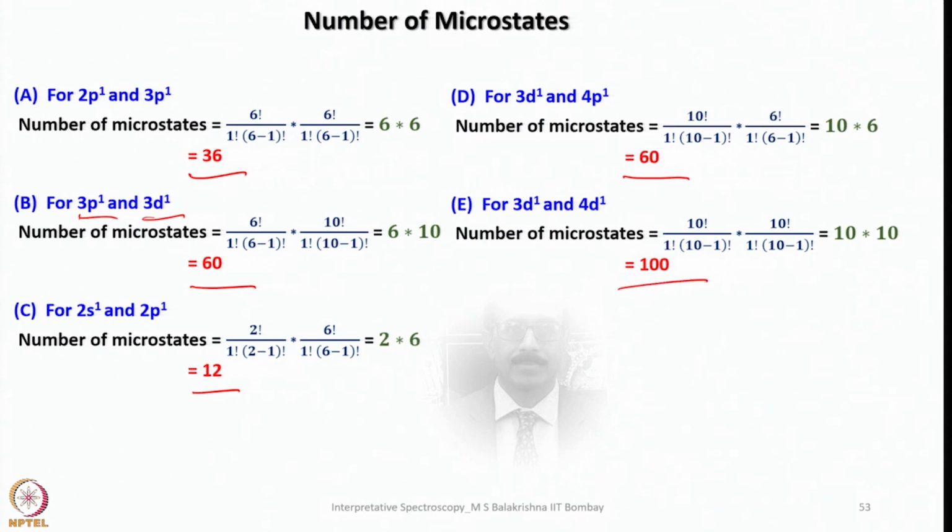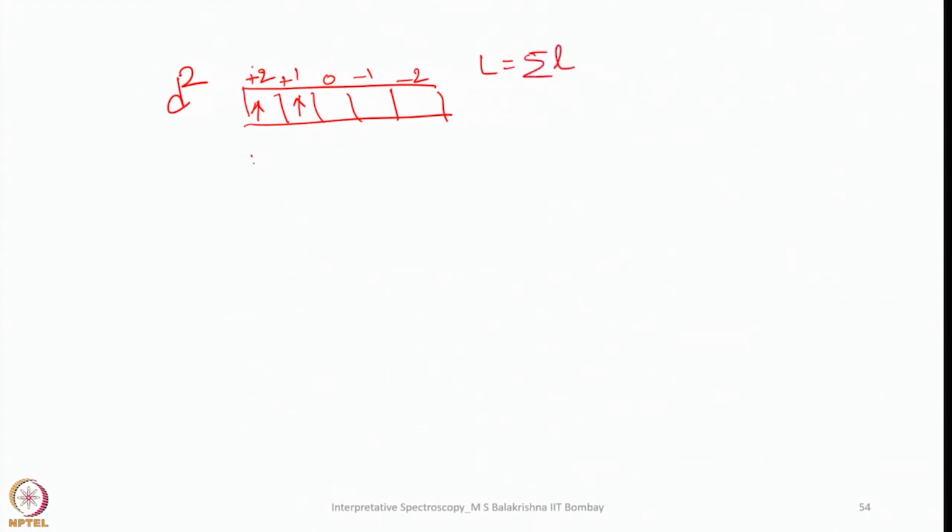Now let me go back to simple ones like the d2 system. First, write the 5 d orbitals. You write the azimuthal quantum number for each subshell. Then place 2 electrons here, and then sigma L, which equals the sum of ML, the L value. So this will be 3.